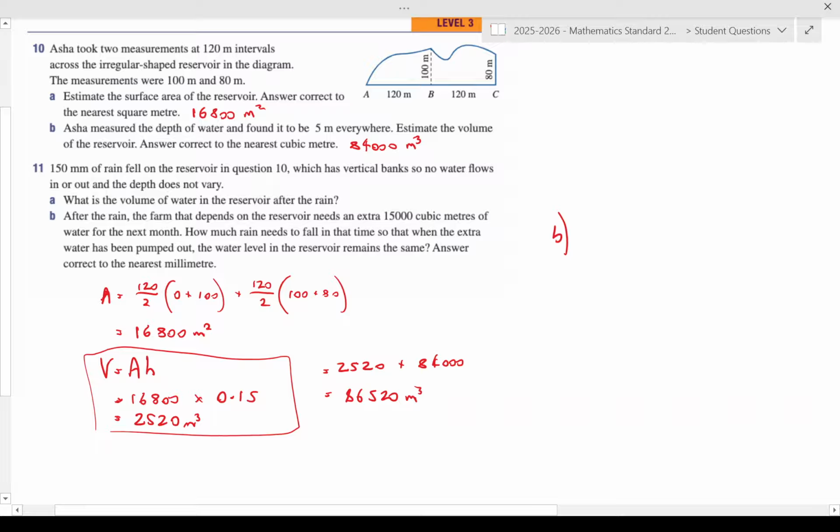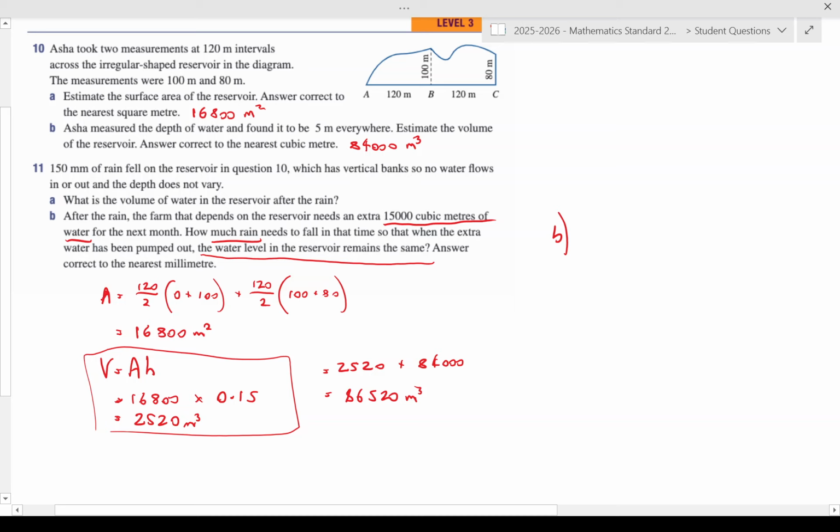So reading it says, after the rain, the farm that depends on the reservoir needs an extra 15,000 cubic meters of water. Then the next bit says how much rain needs to fall in that time so that the water level in the reservoir remains the same after they've pumped that extra water out. So in other words, we want to get back to the 86,520. So we don't want that to change. So they're just adding an extra 15,000.